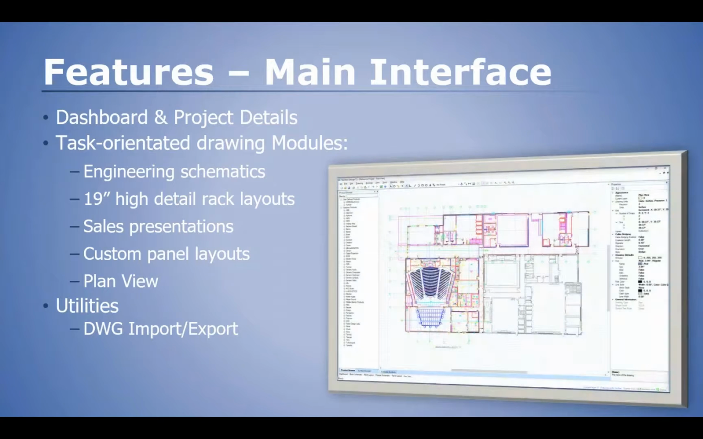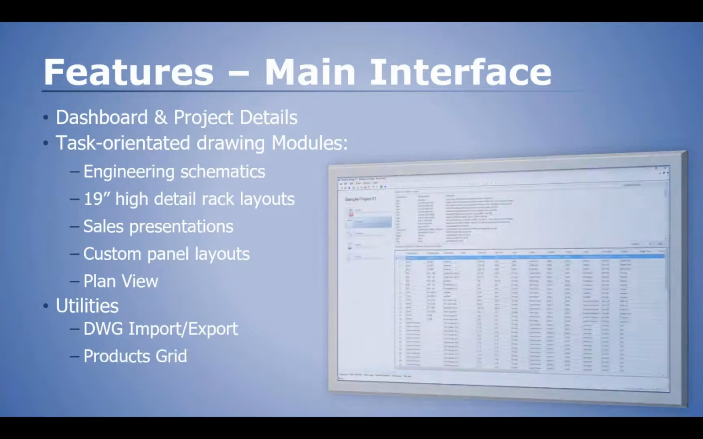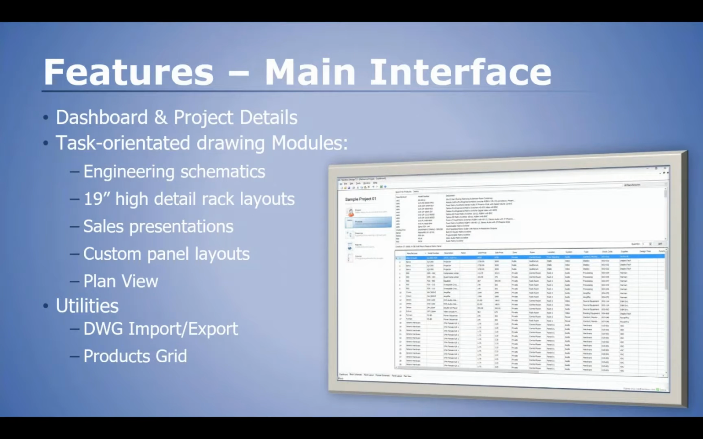The first of these is DWG import and export. That does pretty much what you would expect. We then have the products grid. Now, this is a different way of looking at your project. It's a split window interface where the top half of the window is a dynamic search tool. This makes it easy to find products to add into your project. And then the lower half is all of the products in your current project along with their attributes. And we'll learn more about attributes later on.